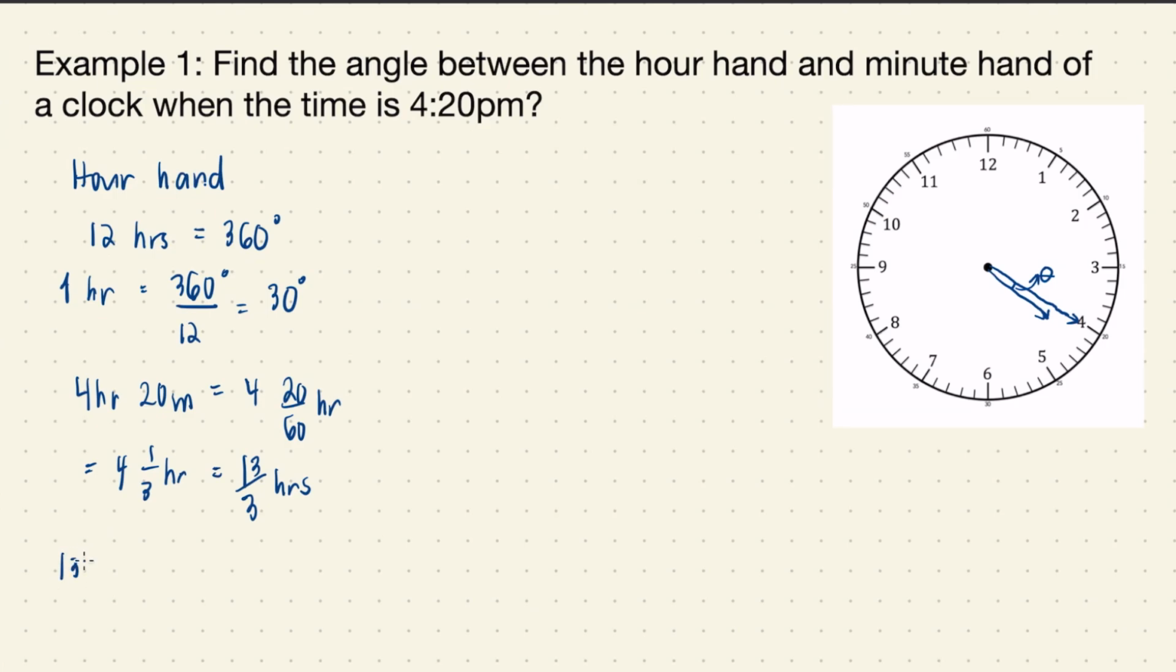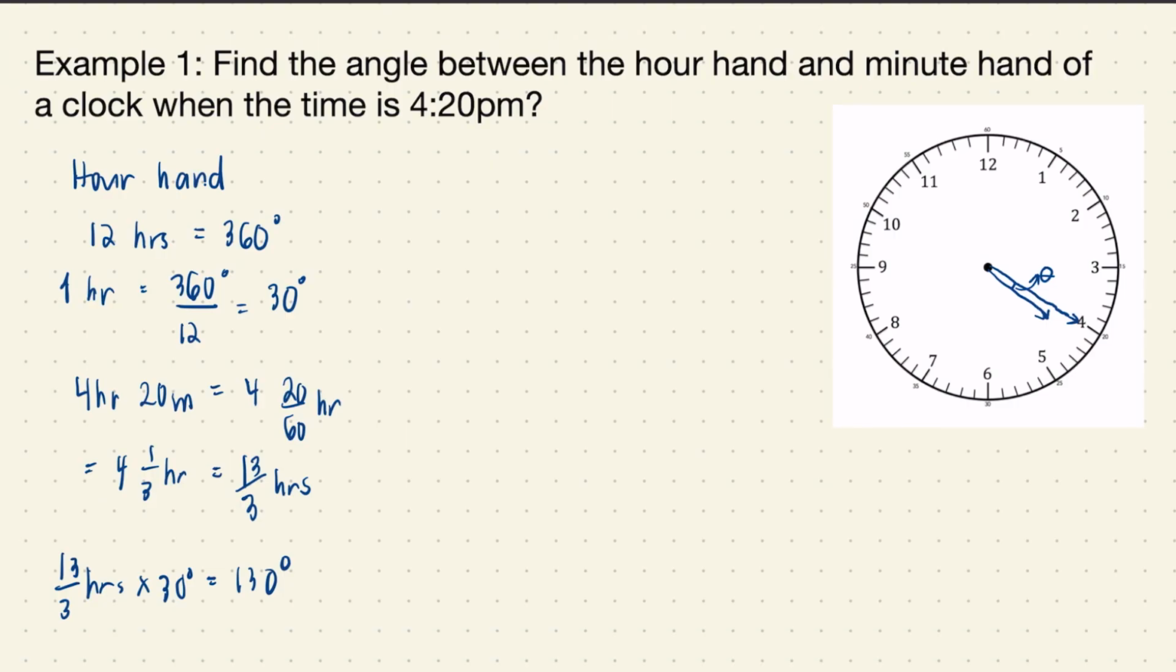Okay? So we can multiply this number of hours with 30. So 13 over 3 hours times 30 degrees. It traveled a total of 13 times 10, 130 degrees. So why did we do this? We took the time in reference to 12, let's say 12 noon. So from 12 noon to 4:20, the hour hand traveled 130 degrees.